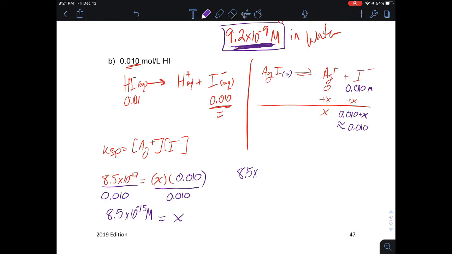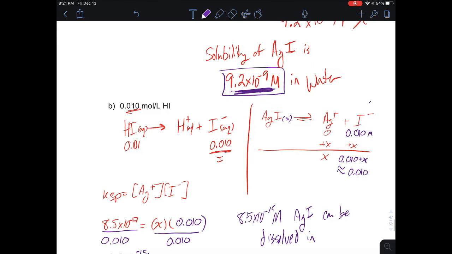So the conclusion here is that 8.5 times 10 to the negative 15 molar silver iodide can be dissolved in 0.010 molar HI.